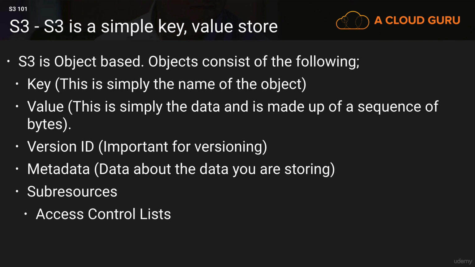So you can do an access control list on an individual object, so on an individual file in a bucket, or you can do them at the bucket level. And we'll explore access control lists later on in this section of the course. And then you also have torrent. So S3 does support the BitTorrent protocol.